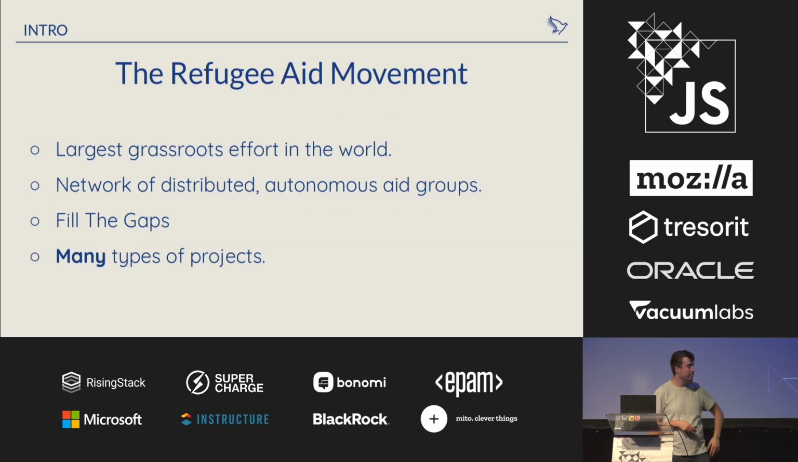Cool. So the Refugee Aid Movement. It's one of the largest grassroots, volunteer-driven things in the world. It has had tens of thousands of volunteers working with hundreds of grassroots aid groups, welcoming millions of newcomers to Europe. It's kind of this interesting network of distributed autonomous groups. They each do their own part independently, which means they can respond really quickly to changing conditions or new needs that governments or larger multinational NGOs can't. But there's lots of communication overhead and lots of inefficiencies around these administrative processes.